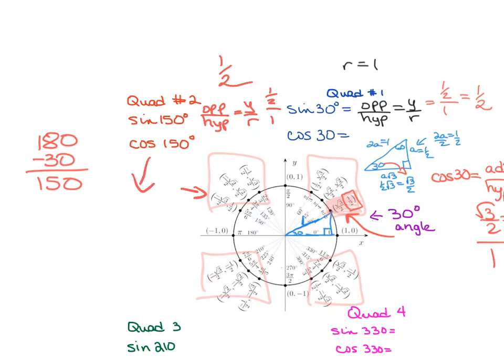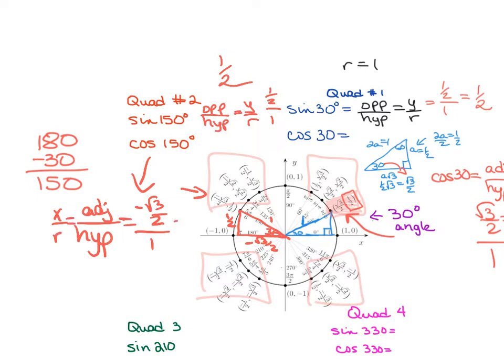For cosine, this is adjacent over hypotenuse. So if I draw my triangle in here, this would be 1/2, this would be 1, this would be root 3 over 2, and that would be negative. So the side adjacent to the reference angle, which is 30, is going to be negative root 3 over 2, and the hypotenuse is 1. Either way, even if I said this was x over r, same thing, and it simplifies to negative root 3 over 2, which again is the x of the ordered pair.